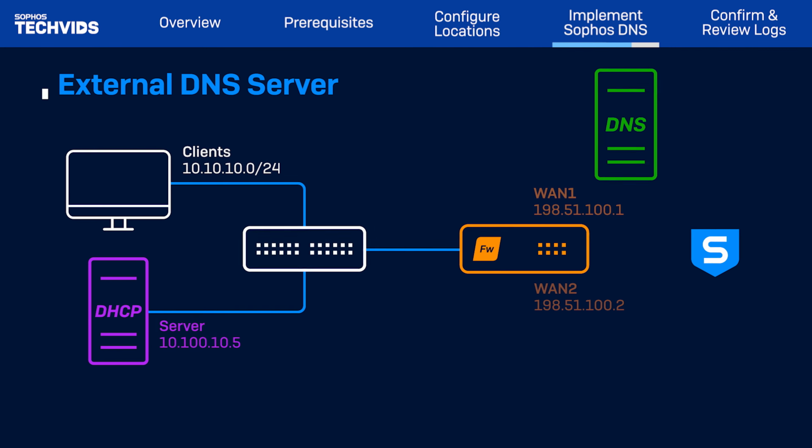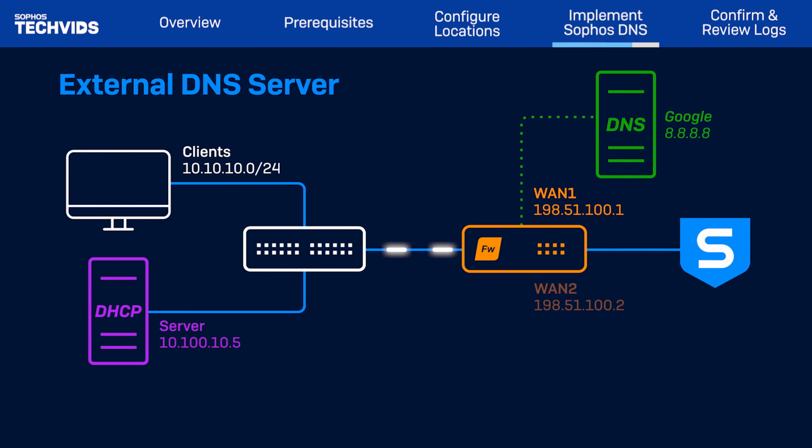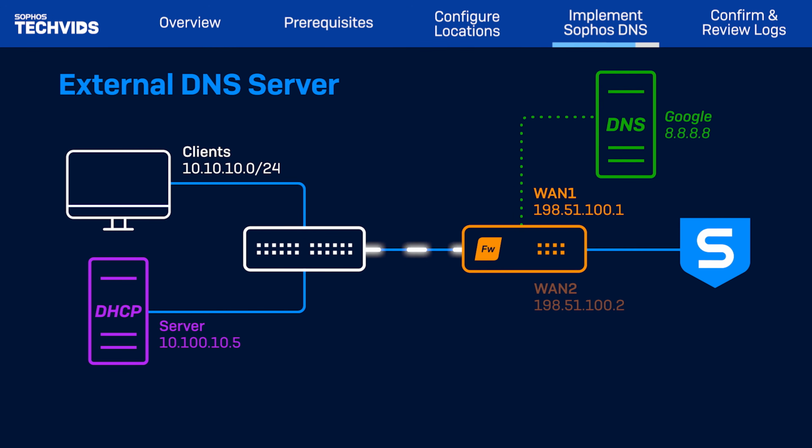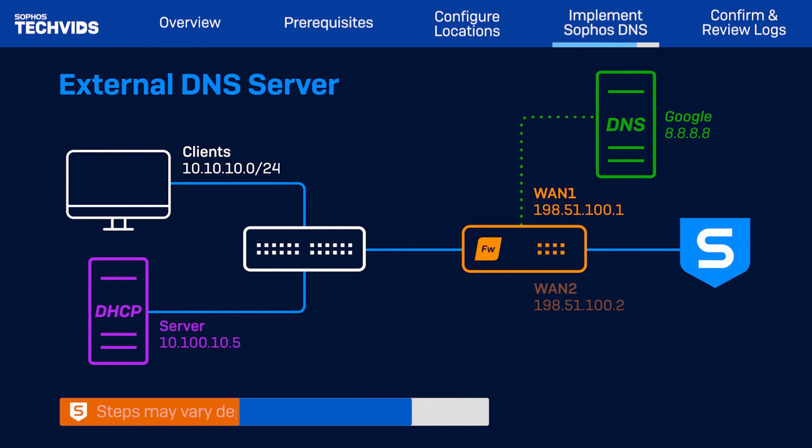In this last example, the client devices you wish to protect utilize an external DNS server, such as Google. To configure this manually on individual Windows or Mac clients, refer to the resources in the description. In most cases, clients will receive this information through a DHCP server. I'll outline the configuration steps on a Windows DHCP, however, this may vary depending on the type of DHCP server you have. This example can also be used to test single devices on your network.